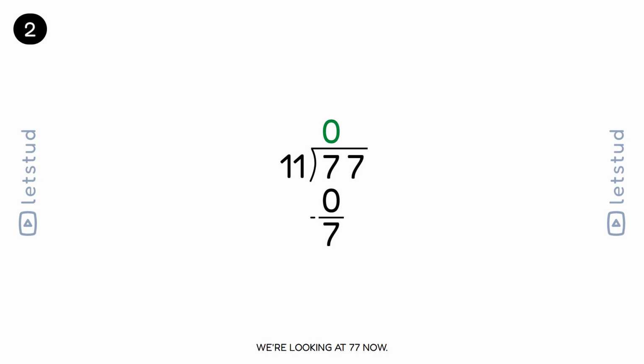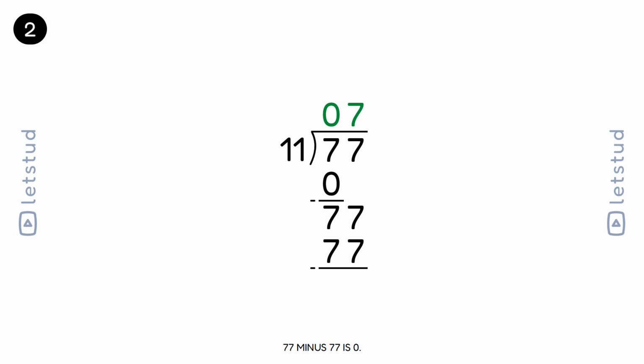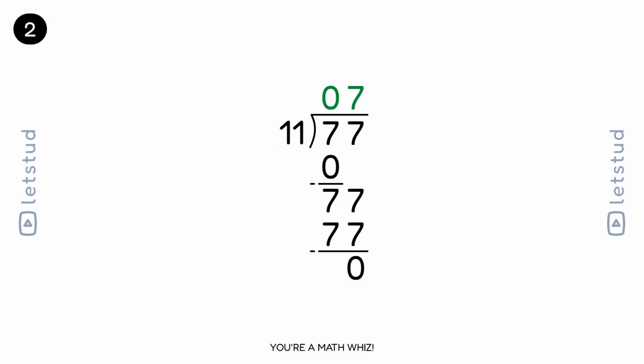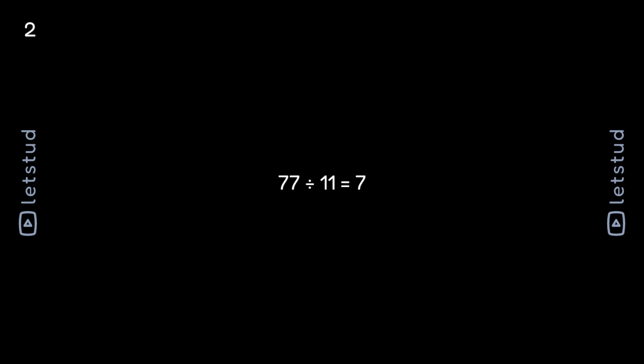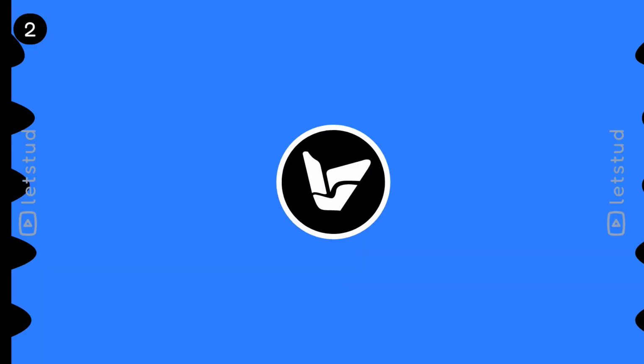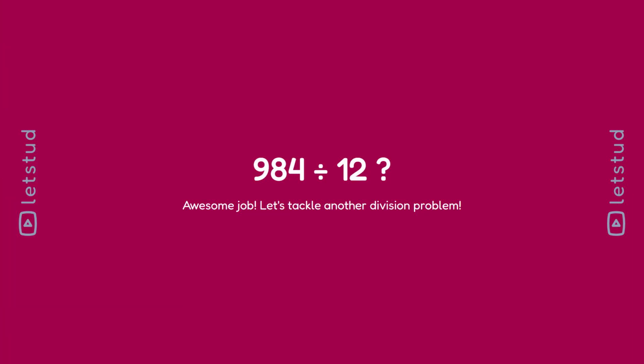We're looking at 77 now. Bring down the 7 to make 77. How many times does 11 fit into 77? It fits 7 times. 7 times 11 is 77. 77 minus 77 is 0. You're a math whiz. And we have no remainder. Fantastic! We divided 77 by 11 and got 7. Awesome job! Let's tackle another division problem.